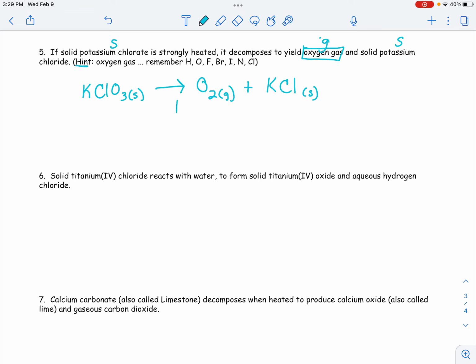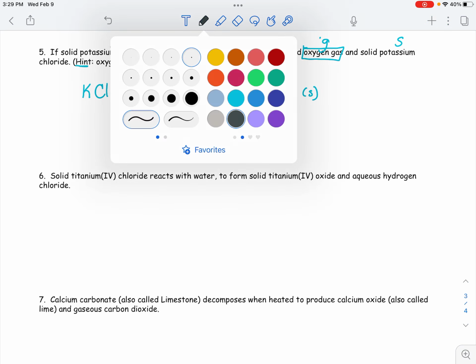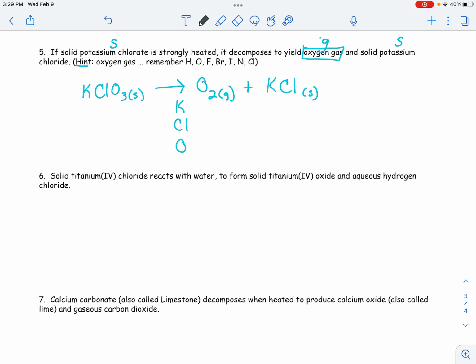Once again, we're going to write down our elements. I have potassium, chlorine, and oxygen. When I count on my reactant side, I have 1 potassium, 1 chlorine, and 3 oxygen. On my product side, I have 2 oxygen, 1 chlorine, and 1 potassium. When I look at these, my potassium and chlorine are already balanced, so I really just need to focus on the oxygen.